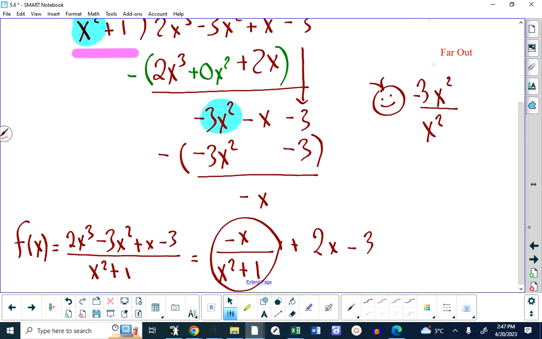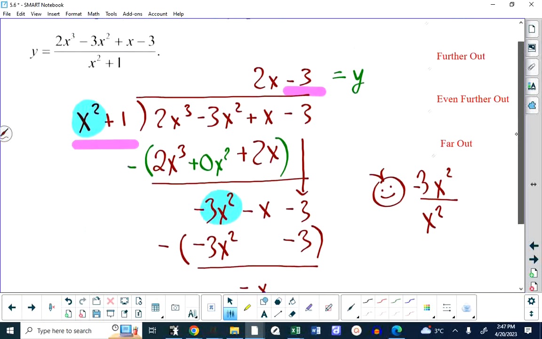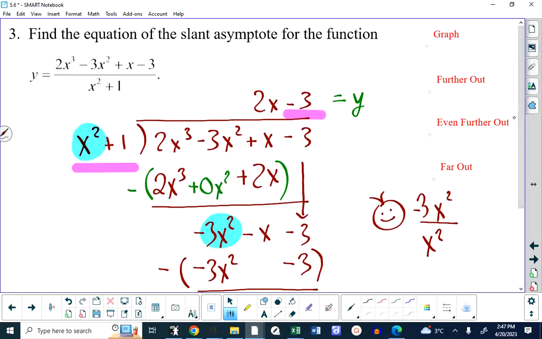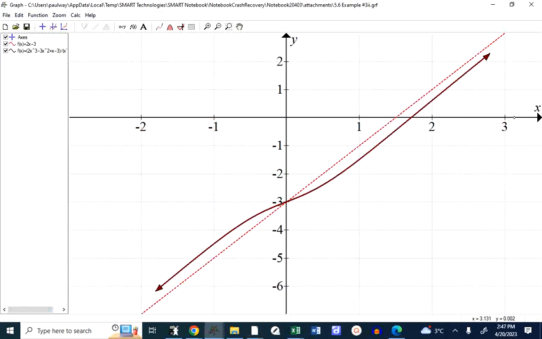If you were expected to do this on a written response, you would then have to say, well, the limit of this thing I've circled as x approaches infinity is 0, so the whole function approaches 2x minus 3. Just to show this to you, going back to the graph, I'm going to go to an intermediate one, this one. There it is. I don't know if you can see, but on the left-hand side of the screen it says f of x equals 2x minus 3. That's the dotted line, which is the asymptote. Any questions with that example?